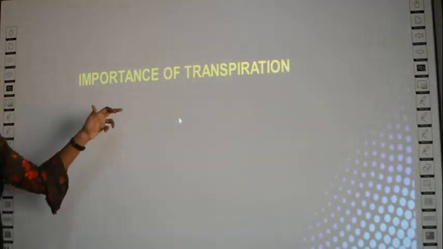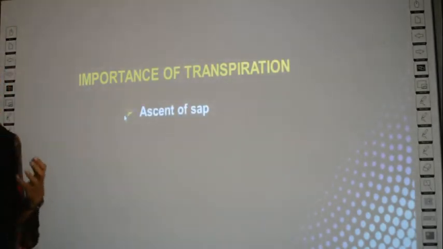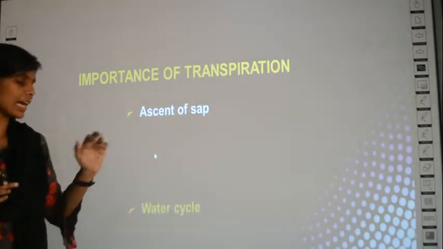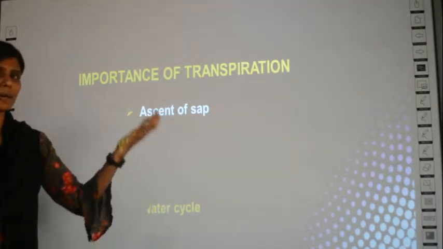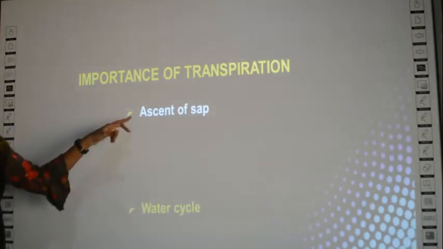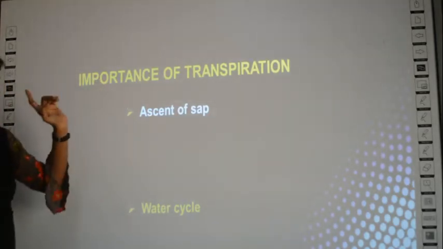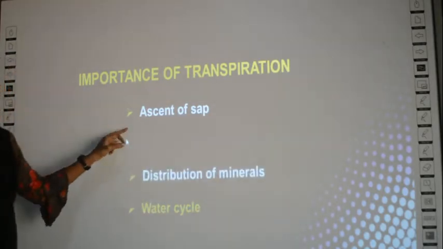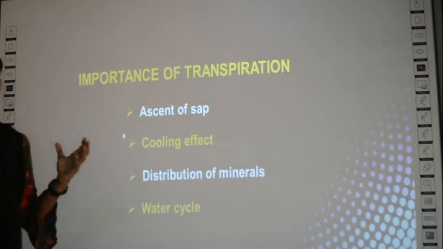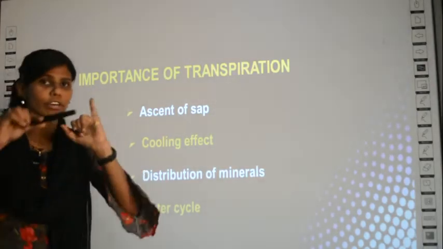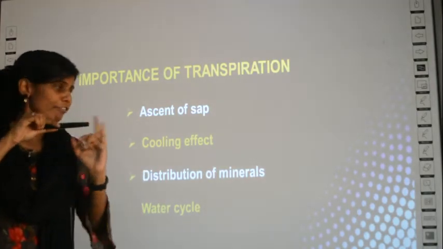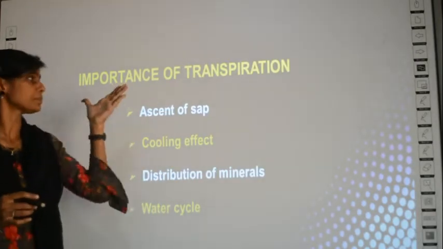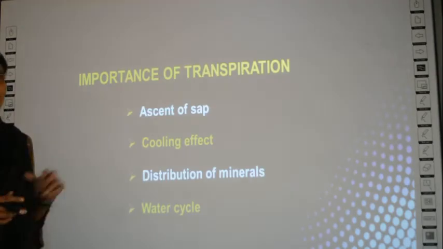Then what is the importance of transpiration? Why does transpiration have to happen in plants? There are 4 uses. I will list them first and then we will see the detailed use of each. So what are the 4 uses of transpiration? For the ascent of sap, for the water cycle, for distribution of minerals, and for the cooling effect. You have to memorize this. For ascent of sap, for cooling effect, for distribution of minerals, and for the water cycle, transpiration is helpful in plants.